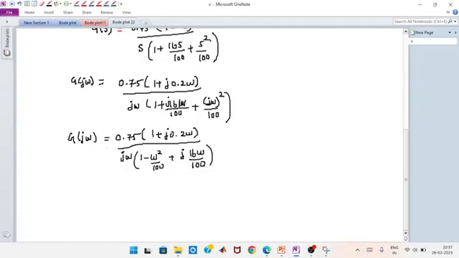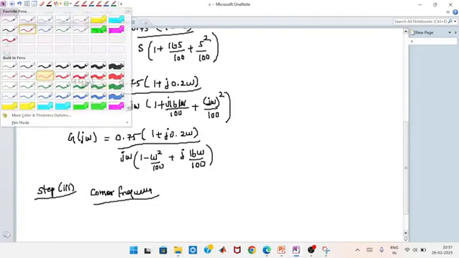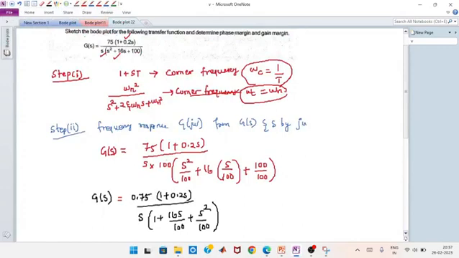Now that is step number two. You have to find out the corner frequency. See, depending on the problem, we can change the steps. There is no issue. So you have to find out the corner frequency. What is the meaning of corner frequency? So here we have an integrative term, that is 1 by s, and here we have 1 plus 0.2s and this one, right?